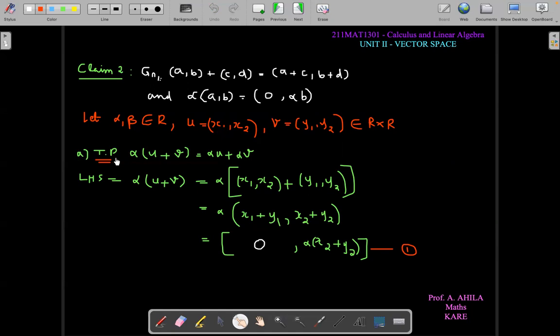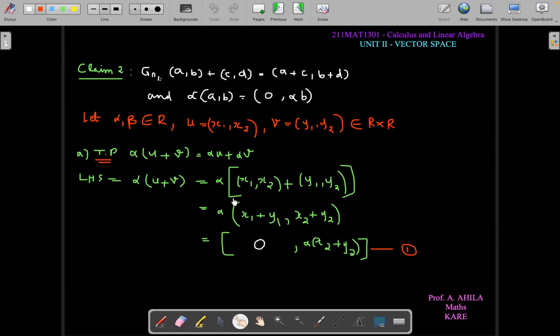Now condition A is to prove alpha into U plus V equal to alpha U plus alpha V. So remember, whenever we go for scalar multiplication, we should take care of the first element of the ordered pair. So here we consider the left hand side alpha into U plus V. Now replace U by x1, x2 and V by y1, y2. Now we add these two elements. There is no change, as usual, because the addition condition is the same. So we add in the same manner x1 plus y1 comma x2 plus y2.